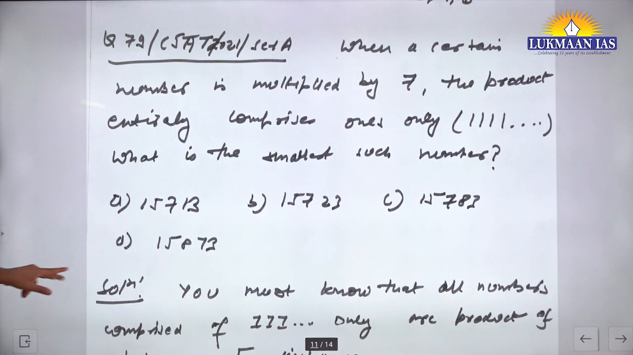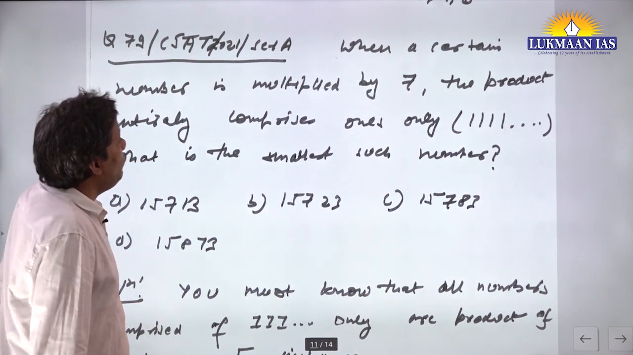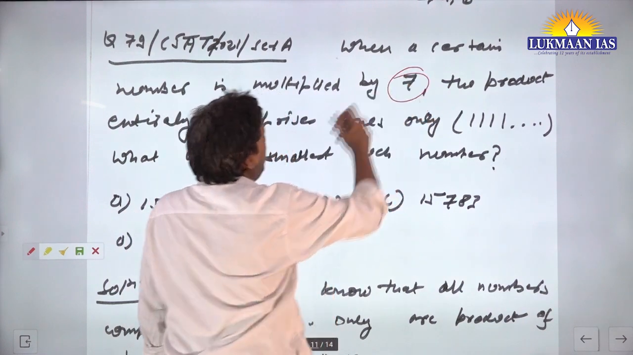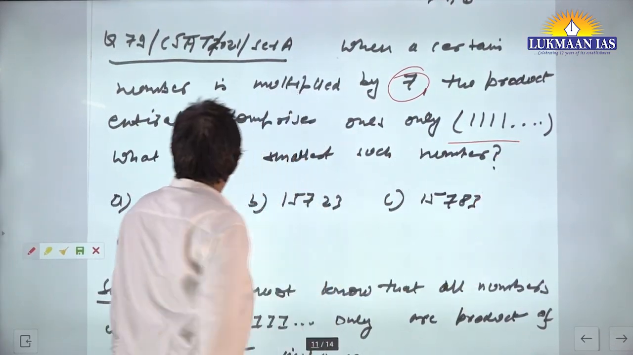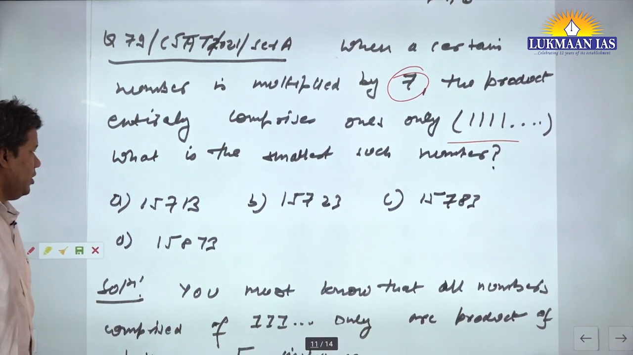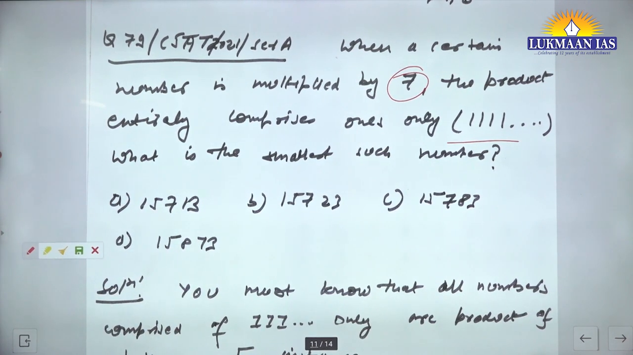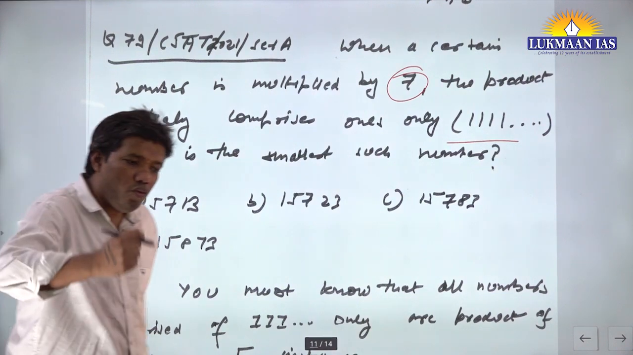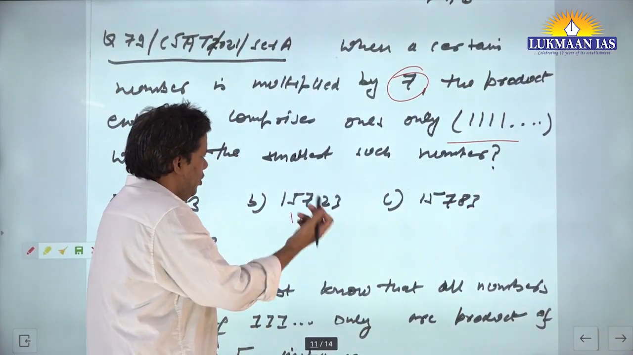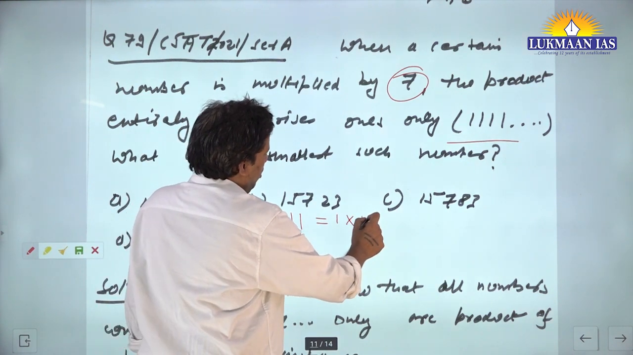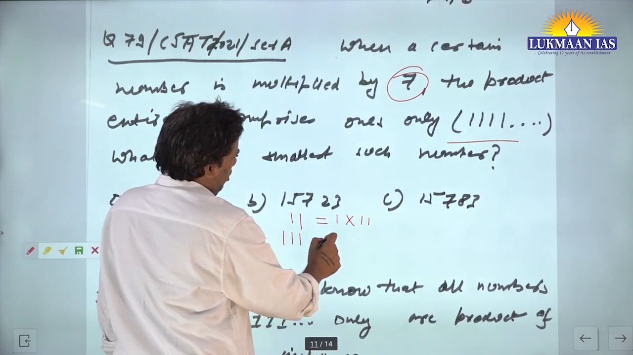Now see this question. What it says: when a certain number is multiplied by 7, the product is entirely comprised of only 0 and 1. Okay, what is the smallest such number? This number is given. See, when you practice, some schemas form in the mind. Let us say 11 is 1 into 11, right. 1 1 1, right.